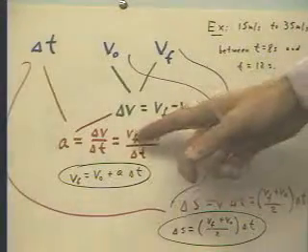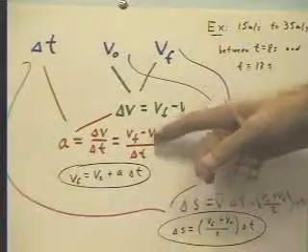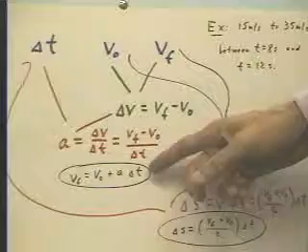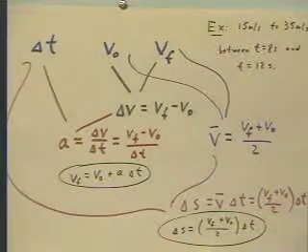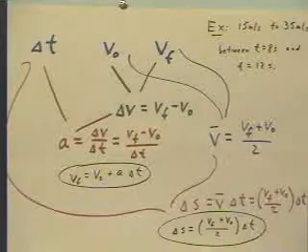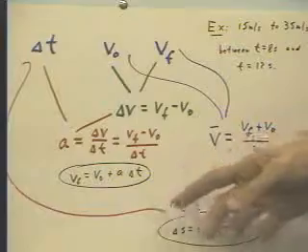Often, we will solve this for vf. Multiplying by delta t, we get a delta t. Adding v naught, we get this expression: vf equals v naught plus a delta t. That is one of our fundamental laws of uniformly accelerated motion, one of the fundamental equations.